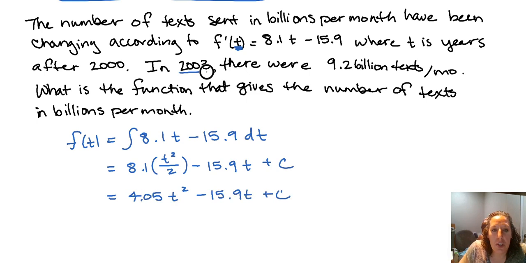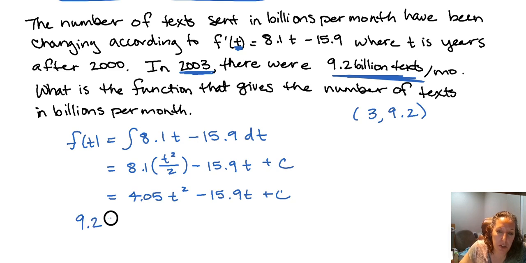Okay, they told us that in 2003, there were 9.2 billion texts per month. That means this function, when our t is years after 2000, so 2003 is going to be a t value of 3. Our f of t value is going to be 9.2. The units are all in billions per month. And so we are going to plug in 9.2 for our f of t when t is equal to 3. So we'll plug in 3 for that t value.